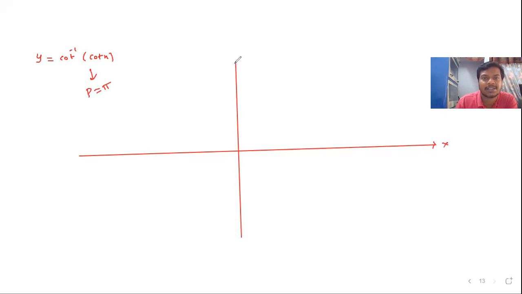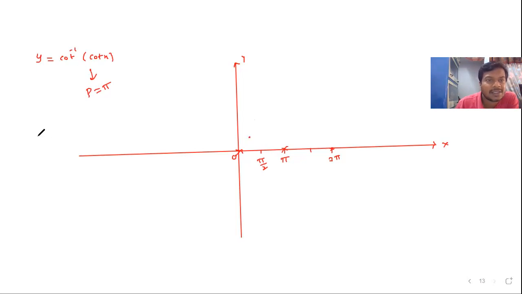This is the x-axis, this is the y-axis, 0. Here it is pi, and pi by 2. When you write 0, it is not defined. When you write pi, not defined. Next, 3 pi, not defined. Suppose if I write pi by 4, that becomes pi by 4 only.